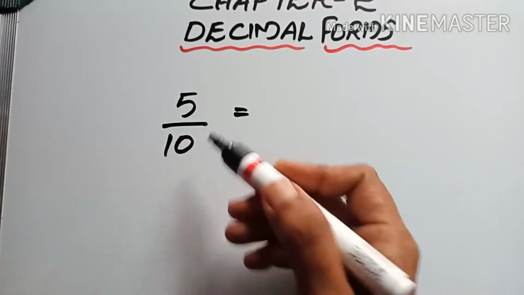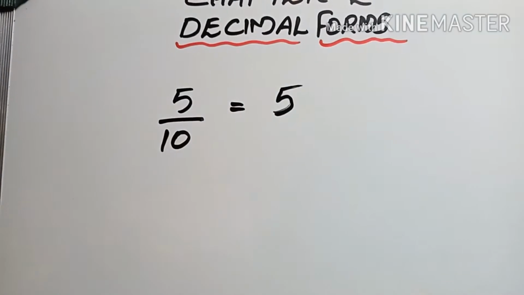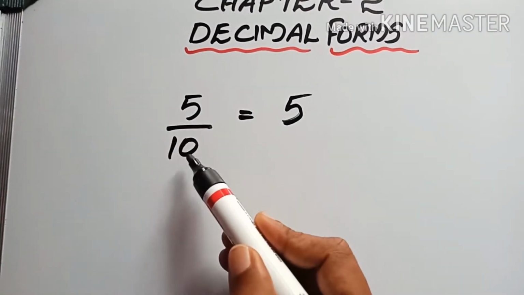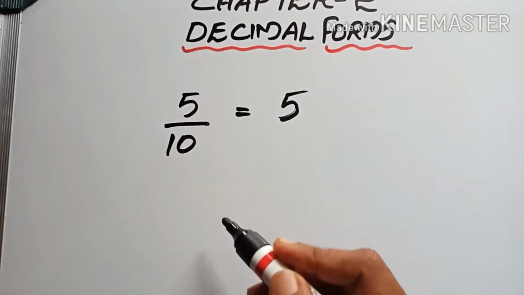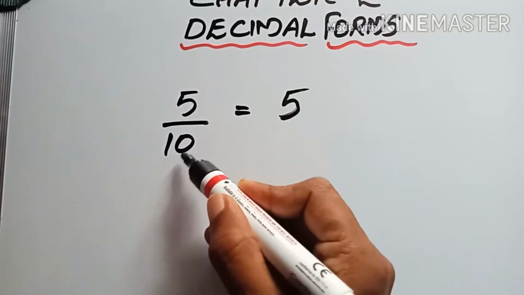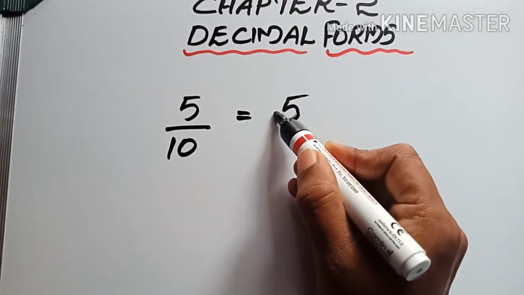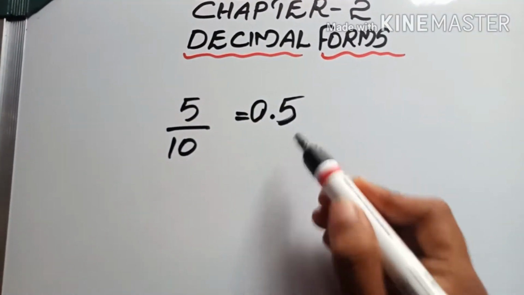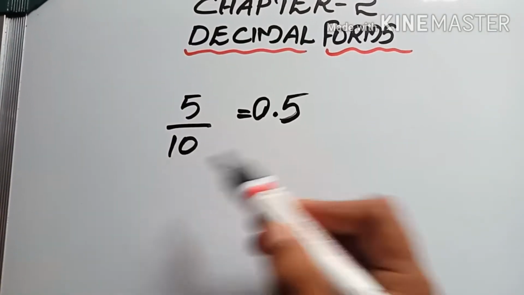So the answer will be, first write the numerator. The numerator is 5, so just write 5. Now, only 1 zero means towards the left you have to put the point. Here only one number is enough. Just before that one number put a decimal point and put a 0: 0.5. This will be the decimal form of 5 by 10.